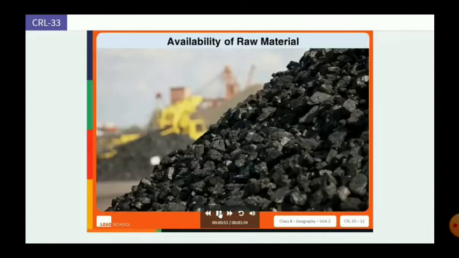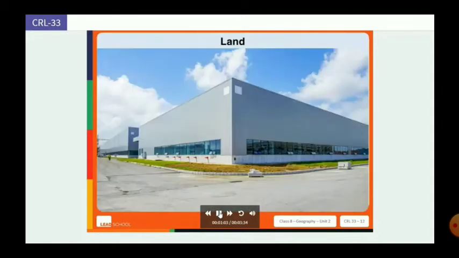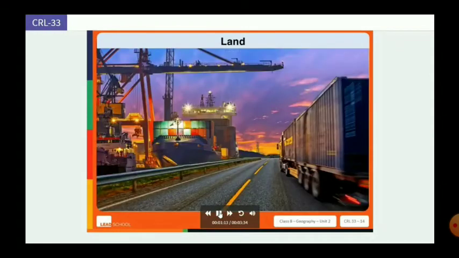Being close to the source of raw materials reduces the cost of transport. Therefore, industries like the iron and steel industry are located near coalfields. Then we have land. Industries require large areas of flat land because it is easy to build factories on flat land. Transportation on flat lands is also easier and cheaper than in areas that are rocky or hilly.